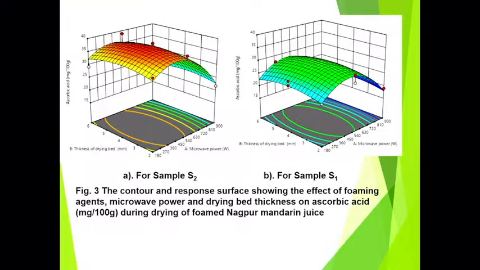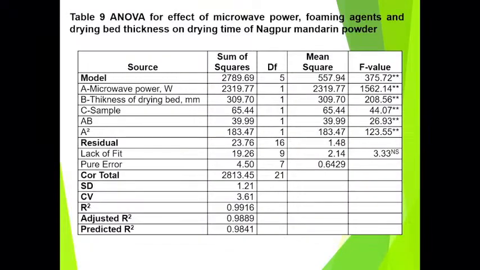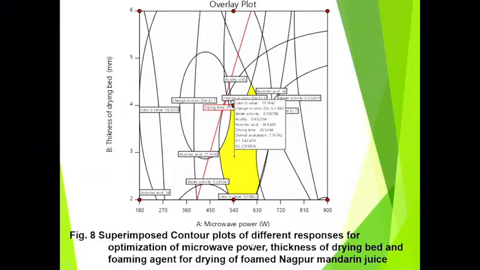Parameters. So this is the superimposed plot where we got the different responses for the optimization of the microwave power, drying bed thickness, and foaming agent.